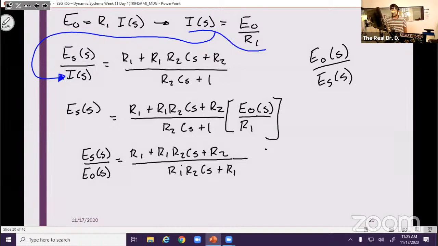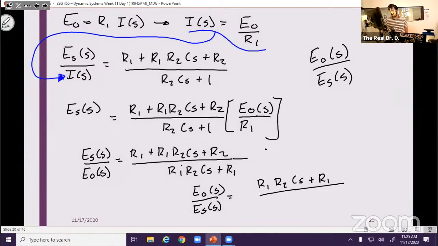Okay. So now that we have it in the appropriate algebra, E out of S over E in of S is equal to R1 R2 CS plus R1 over R1 plus R1 R2 CS plus R2. There it is. That is the transfer function. That is it.